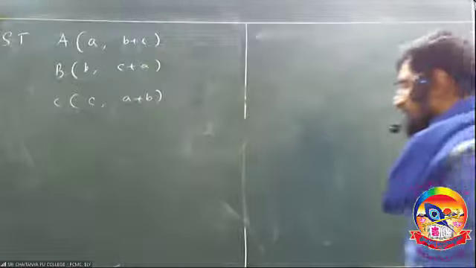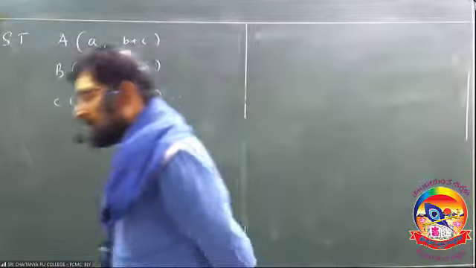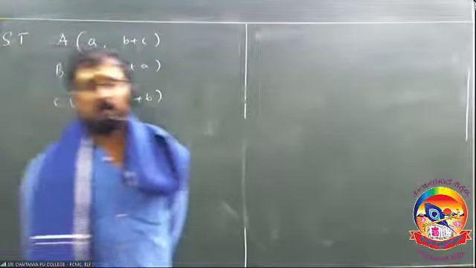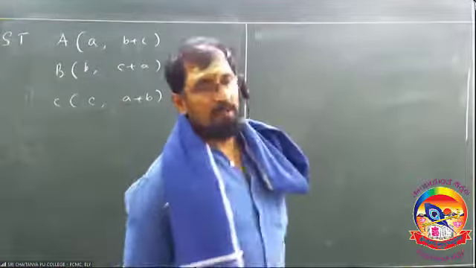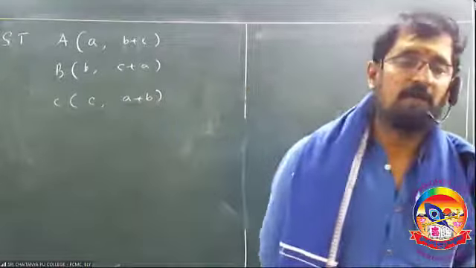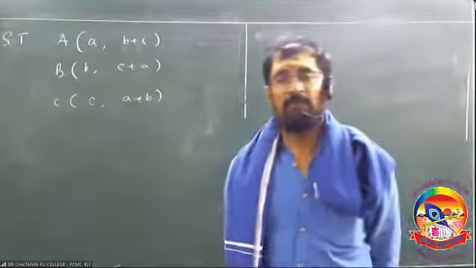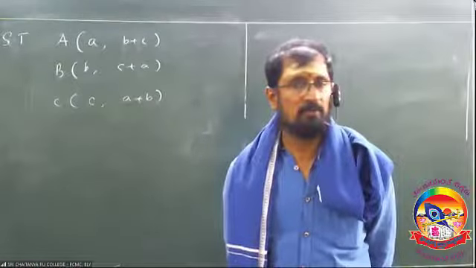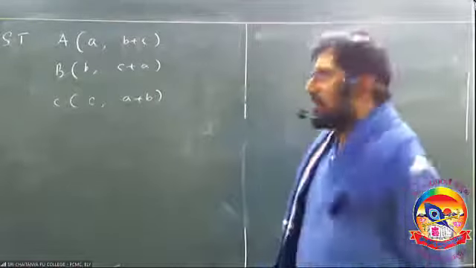Even in your first PUC, you got this in straight lines and in basic coordinate geometry: 3 points are said to be collinear if the area of the triangle formed is equal to 0. Am I right? So I am going to repeat it.